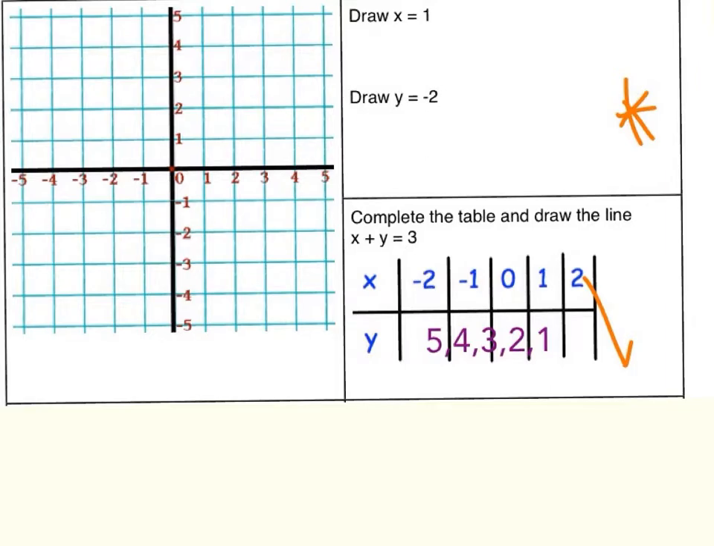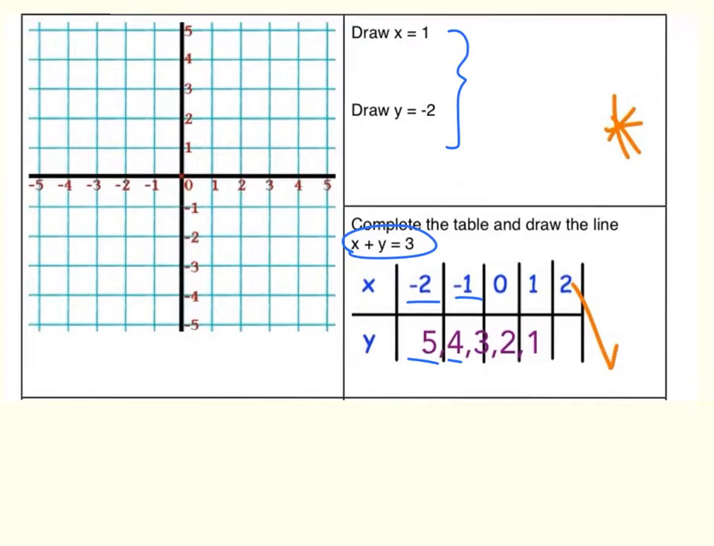Hi, so you've worked out the correct values for this one here. You just need to plot them. So -2 along the x, and then 5 along the y, -1 along the x, and then 4 along the y. Now, I'm not going to do these two for you.